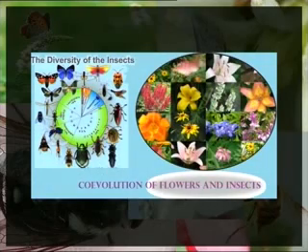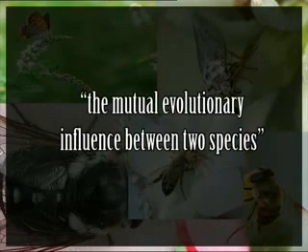Evolving together, the plants and their pollinators become more finely tuned to each other's peculiarities, a process often termed coevolution. In coevolution, each of the species involved serves as a source of natural selective pressure on the other. Hence, a more formal definition for coevolution is the mutual evolutionary influence between two species.